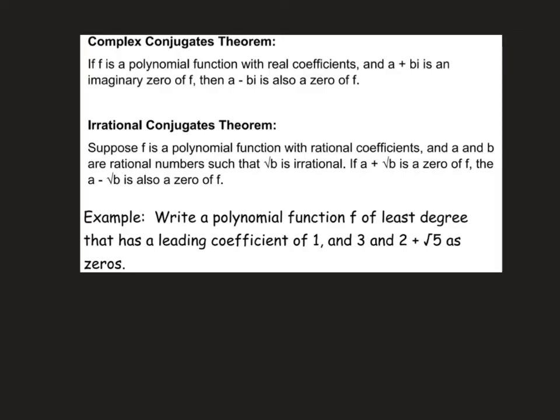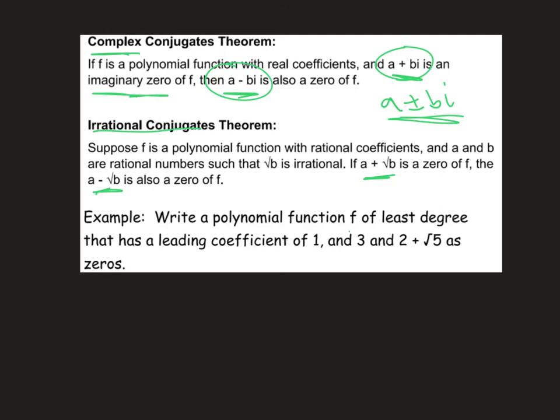The last part here is just wrapping up something that I've already touched on. If a polynomial function has real coefficients and a plus bi is an imaginary 0, then of course a minus bi is also an imaginary 0, because a plus or minus bi is the only way that could have shown up. So if this is 1, this is the other automatically. That's the complex case, if you have that radical with a negative underneath it. The irrational conjugates theorem is essentially the same thing: if you have a plus the square root of b, then obviously you have a minus the square root of b.